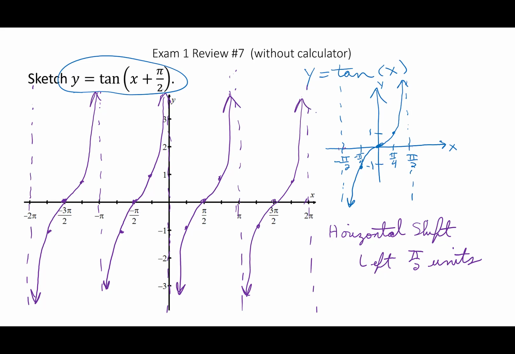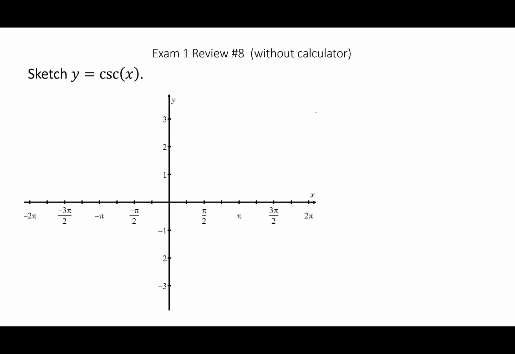Okay, so let's move on. Next thing is to graph y equals cosecant x. So we're not doing any shifting or anything. What I really want to show you here is that whenever I want to graph the cosecant function, I'm going to start by graphing the sine function.